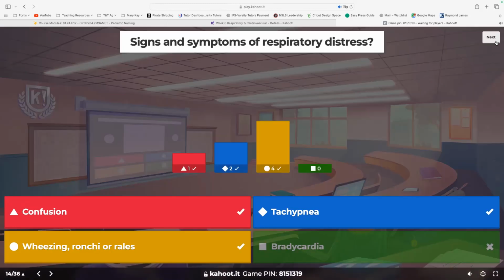Signs and symptoms of respiratory distress. We can have abnormal breath sounds. We can have increased breathing, and then also confusion from lack of oxygen.